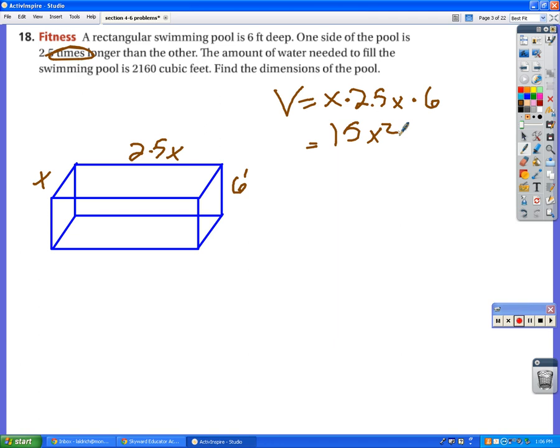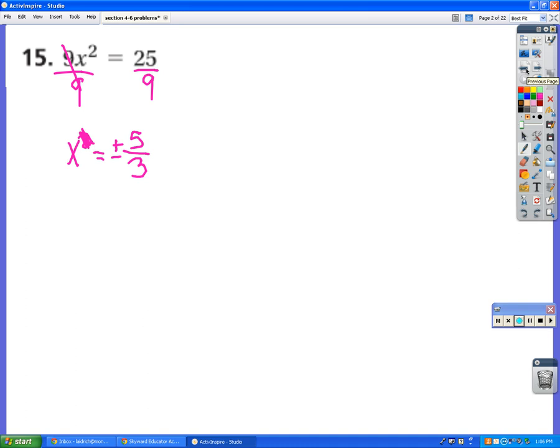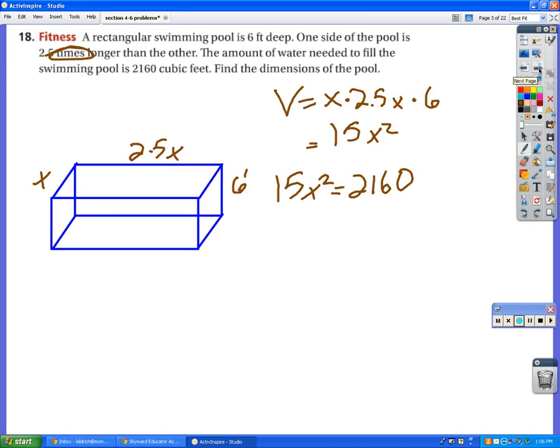How much water will the pool hold? 2160. Right, so we're going to take this expression that we came up with for the volume of the swimming pool and set it equal to the amount of water, okay? And so now we have just exactly like we did over here: a number times x squared equals a number. So what do you do first? Divide both sides by that number. So x squared equals 144.